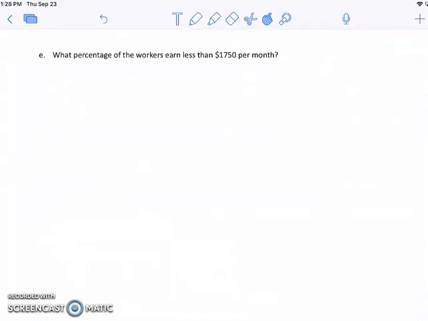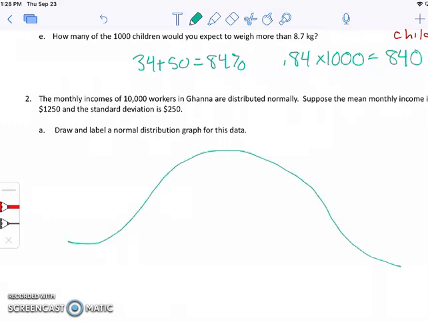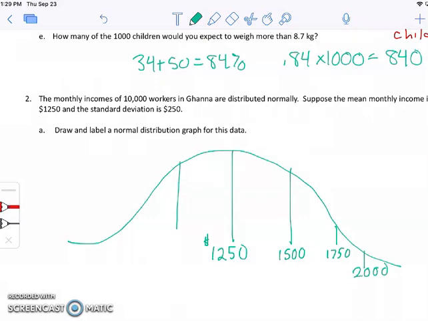The second one we're going to take a look at today: the monthly income of workers in Ghana is normally distributed. Suppose the mean monthly income is 1,250 and the standard deviation is 250. If we're going to draw this, the mean goes in the center, and then we're going to do 3 standard deviations on either side, going up by 250. So this is 1,500, 1,750, and 2,000. And this would be 1,000, 750, and 500.